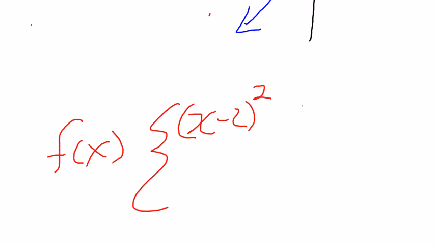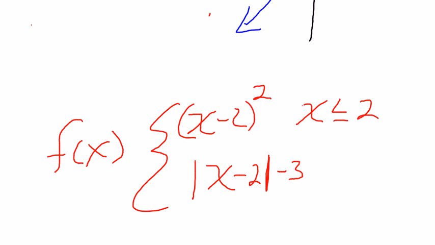So that's shifted over to the right 2 units. So here I'm going to say x is less than or equal to 2. And then I'm going to do my favorite function, because it's a superhero. I'll do absolute value of x minus 2 minus 3 for x greater than 2.